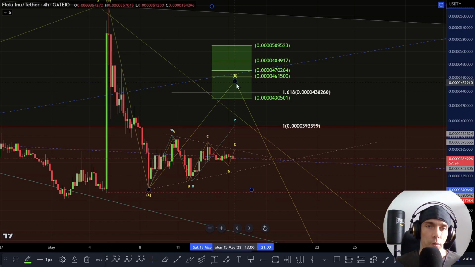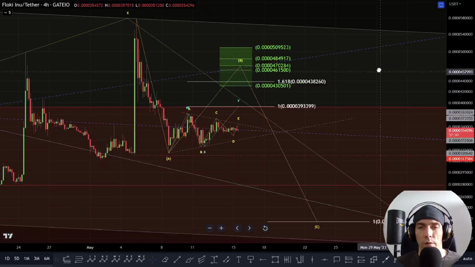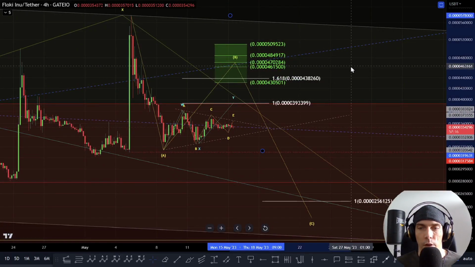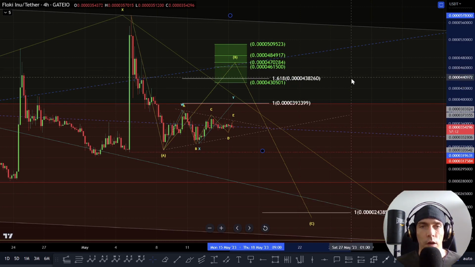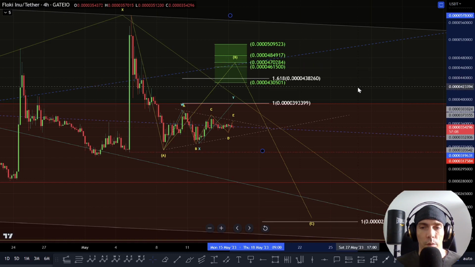Now if this B wave does look to complete towards this zone, this would obviously push this C wave target up, and what this would mean is that our C wave target would actually be higher up here towards this 256125. So if we do get a bigger push to the upside here, then potentially this would mean our C wave target is higher up.